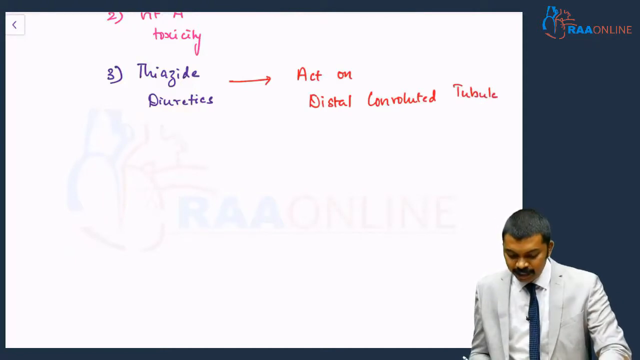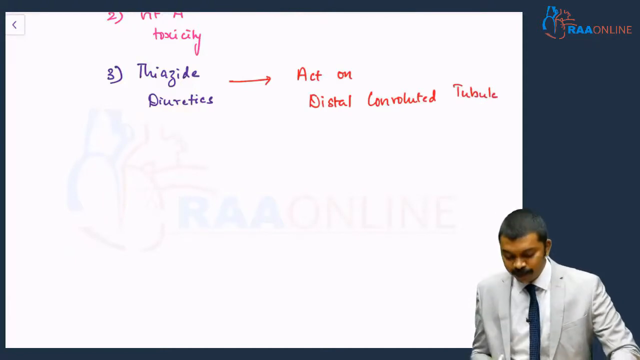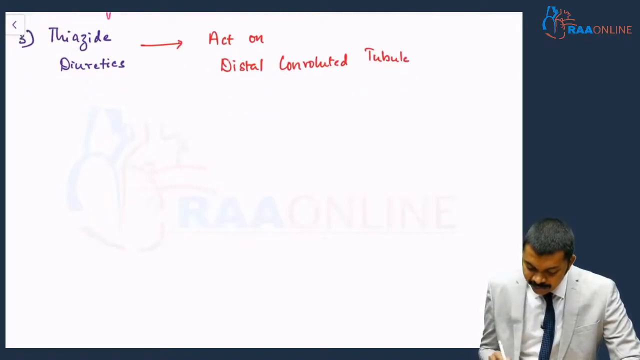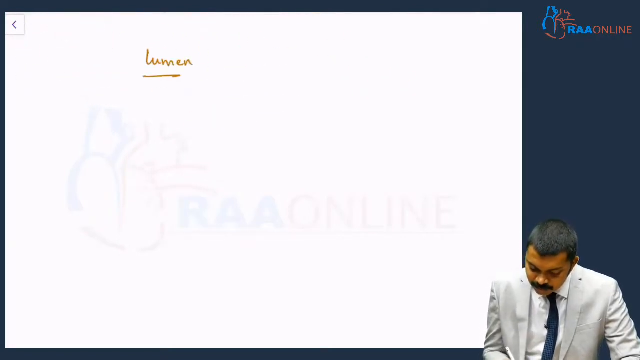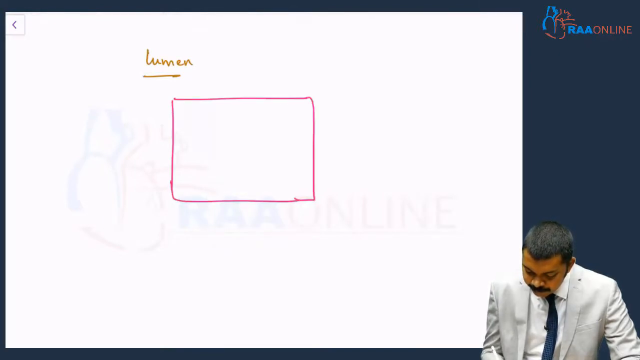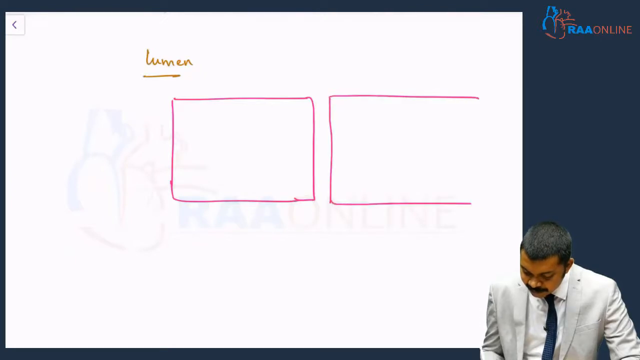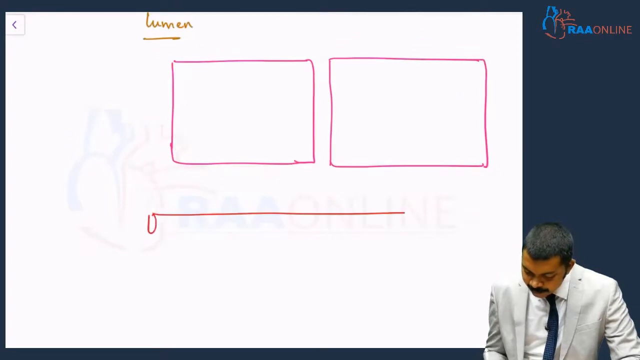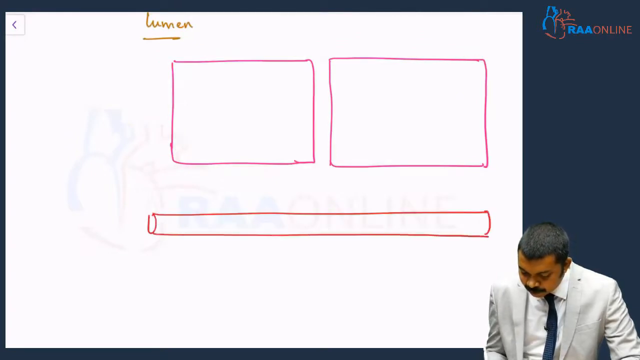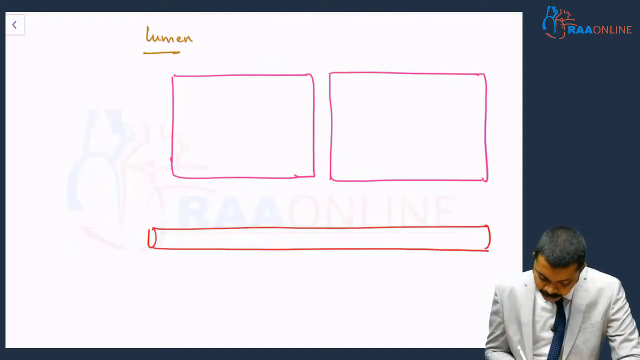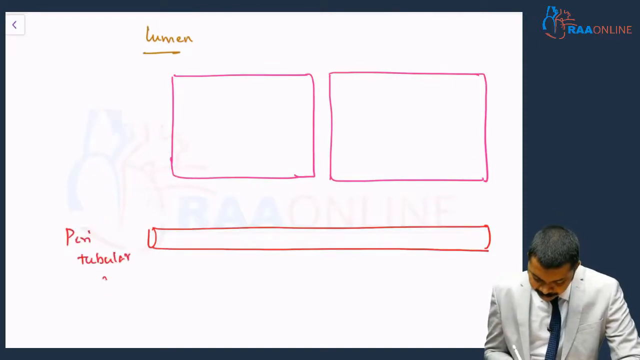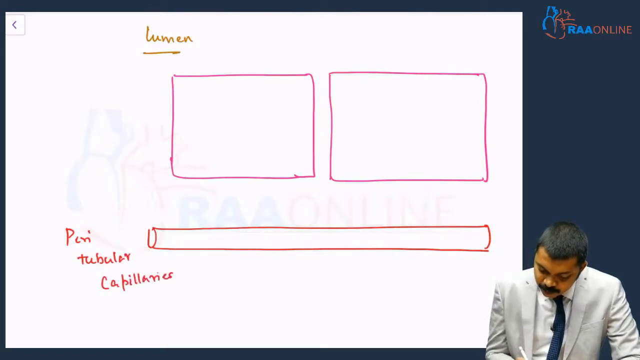Now for technical purposes, let me take up a distal convoluted tubule diagram here. See, I have a lumen. So on the luminal side, I do have the epithelium of the distal convoluted tubule. Let me take up two distal convoluted tubule epithelial cells, and I have a peritubular capillary beneath the distal convoluted tubular epithelial cells. So let me take up this as peritubular capillaries, and these two cells represent distal convoluted tubular epithelial cells.